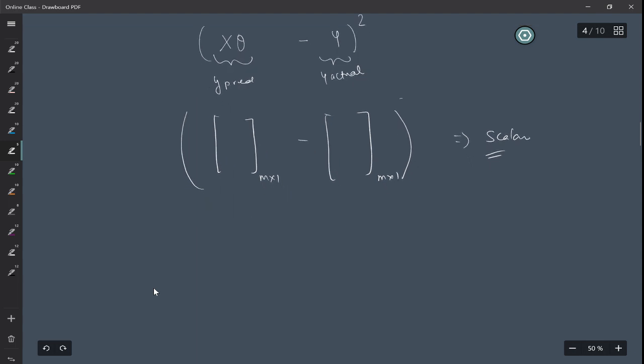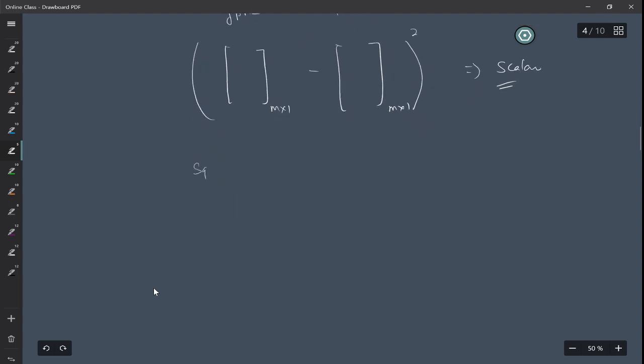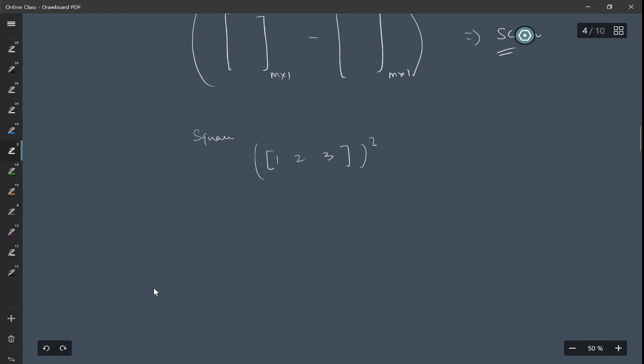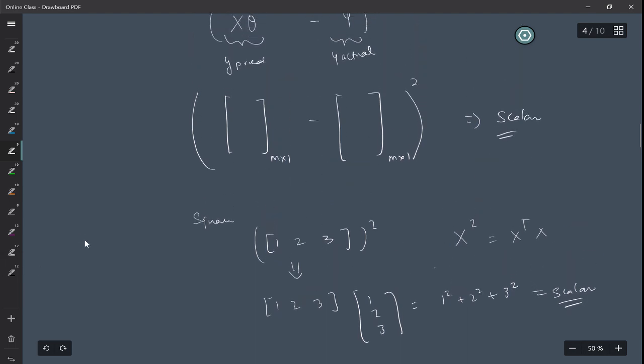Why? Because the square of a vector is a scalar. If you have a vector like 1 2 3 and you want to square it, then x squared is written as x transpose into x. So this is going to be 1 2 3 into 1 2 3, which gives 1 square plus 2 square plus 3 square, which is a scalar. So this is how you get a scalar loss.